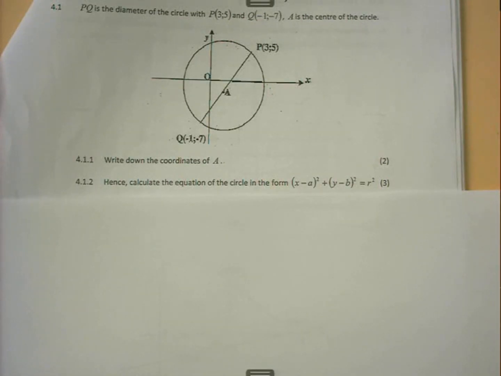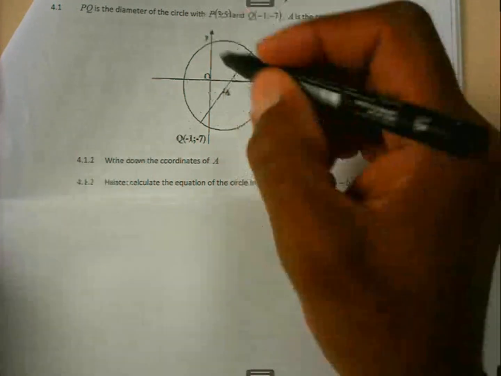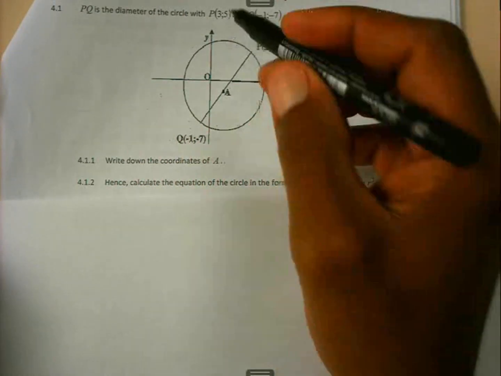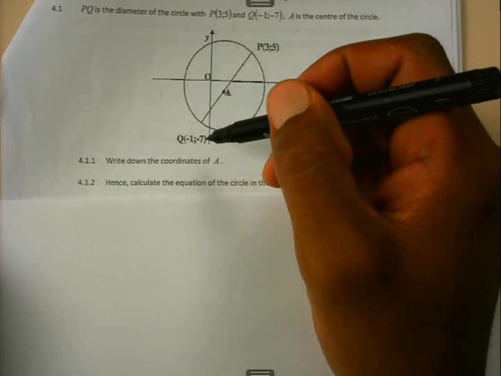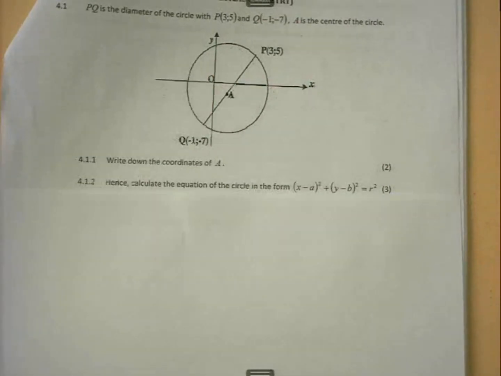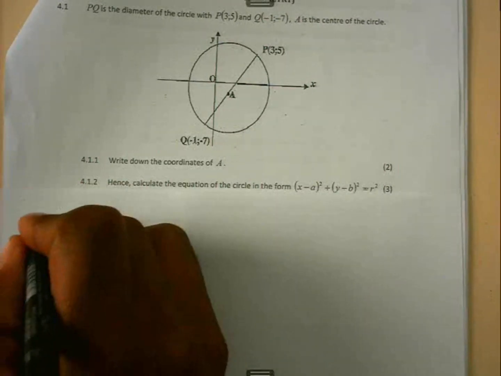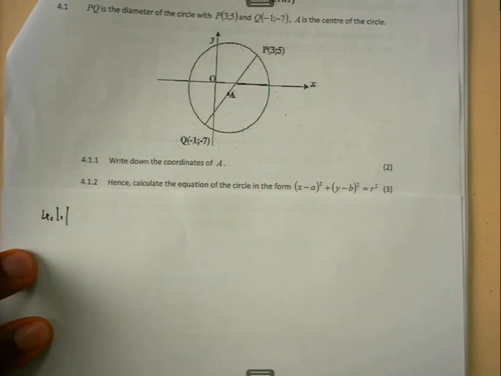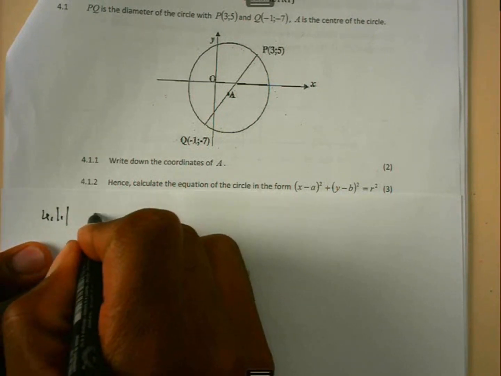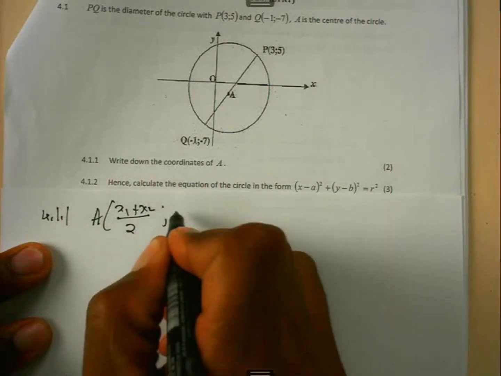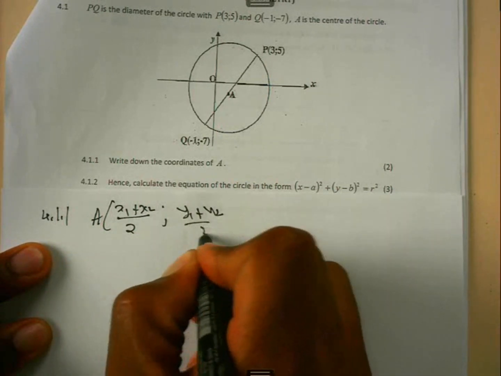Now let us look at 4.1.1. Write down the coordinates of A. A is our center, so it will be the midpoint of P as well as Q. Then we are going to use the midpoint formula, which gives A as (x1 + x2)/2 and (y1 + y2)/2.